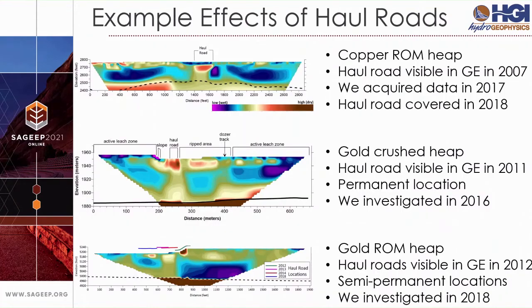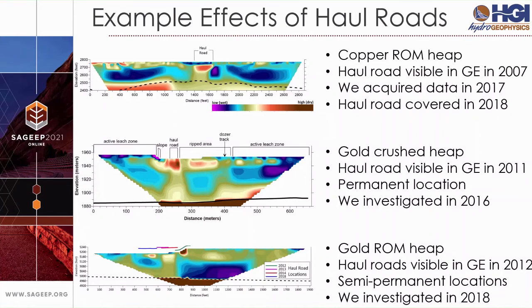In this slide, we present 3 examples of haul roads on heaps and the resistivity data collected on them. In our usual coloring of contours, low resistivity is in blues and purples, high resistivity is in orange and red. If a liner is present, it will be shown with a line marking its location. The upper profile was collected across a copper run-of-mine dump.